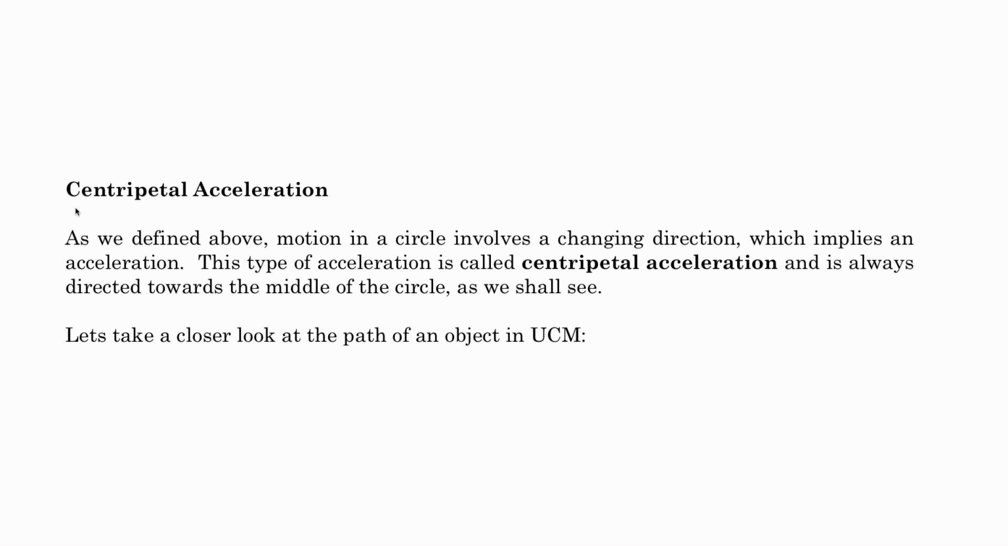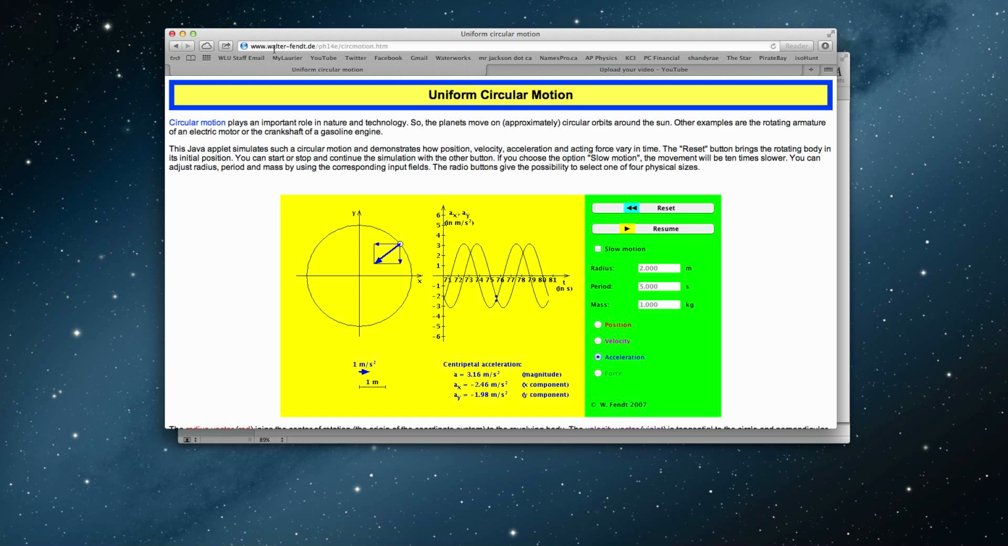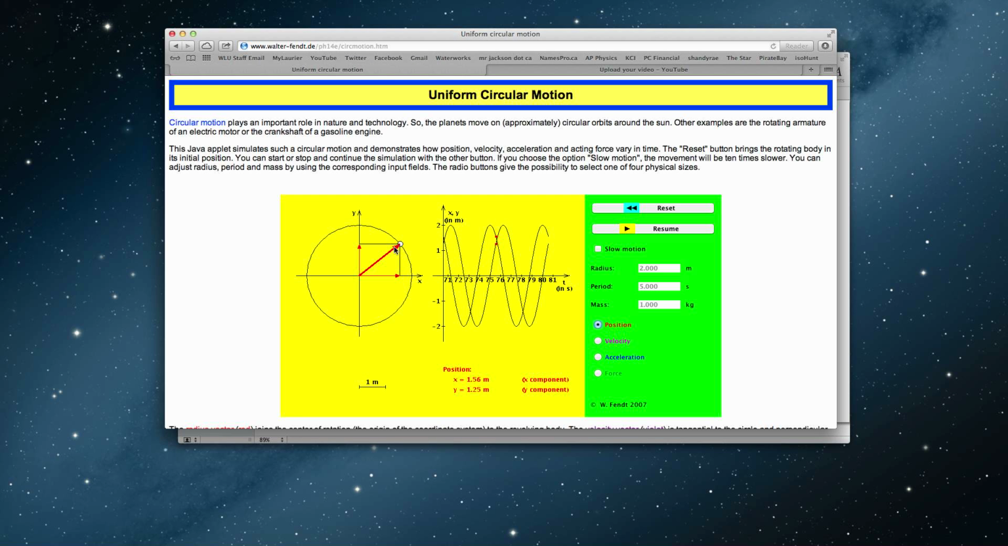But before we do, let's take a look at uniform circular motion in a web applet. This is www.walterfent.de, and this is a great little applet. Don't worry so much about these graphs here, but just look at this diagram. And this little white ball is going to travel in this circular path. It's got a fixed radius.